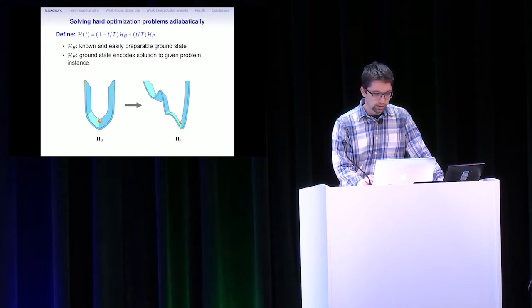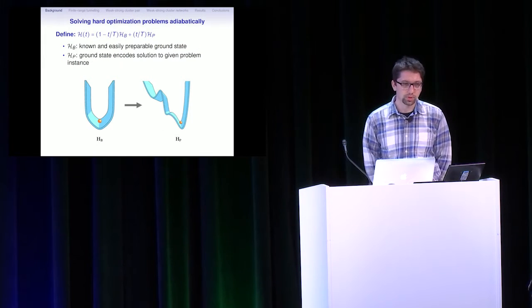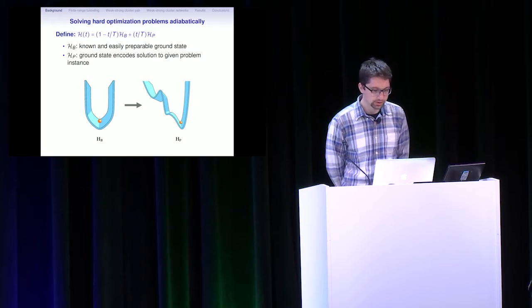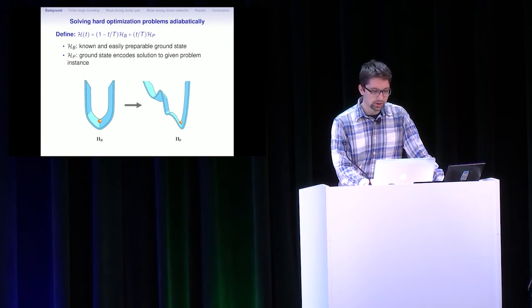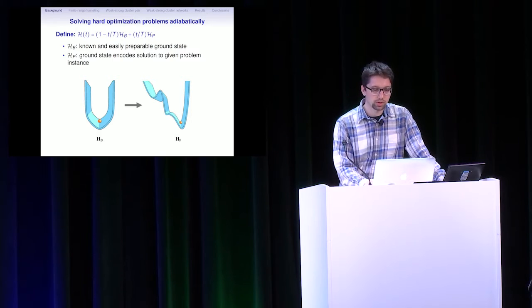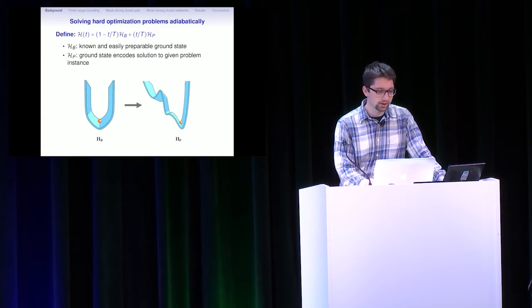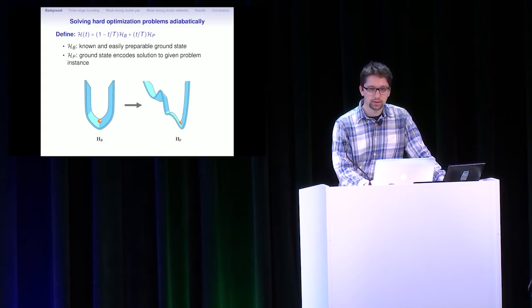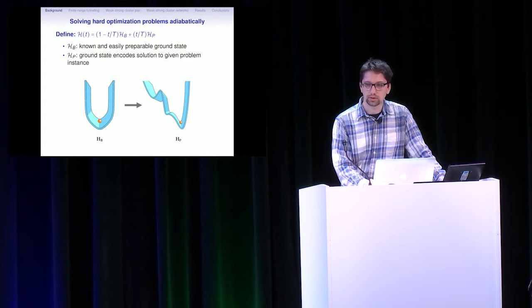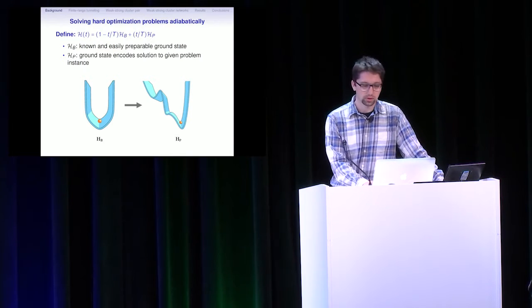Okay. So how do we solve optimization problems using this physics? Well, we can start with an initial Hamiltonian that has a known and easily preparable ground state. And then we can encode the solution to our optimization problem in the ground state of the final Hamiltonian, which we call HP here. So then all we have to do is initialize our system in the ground state of the beginning Hamiltonian, do the evolution for some time, slowly enough, and then we would be guaranteed to find the ground state of our problem Hamiltonian, and hence the solution to our optimization problem.